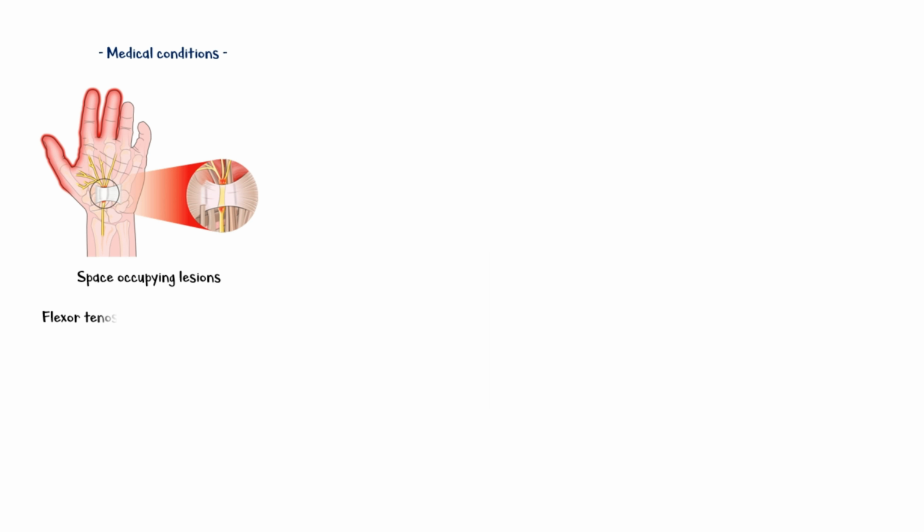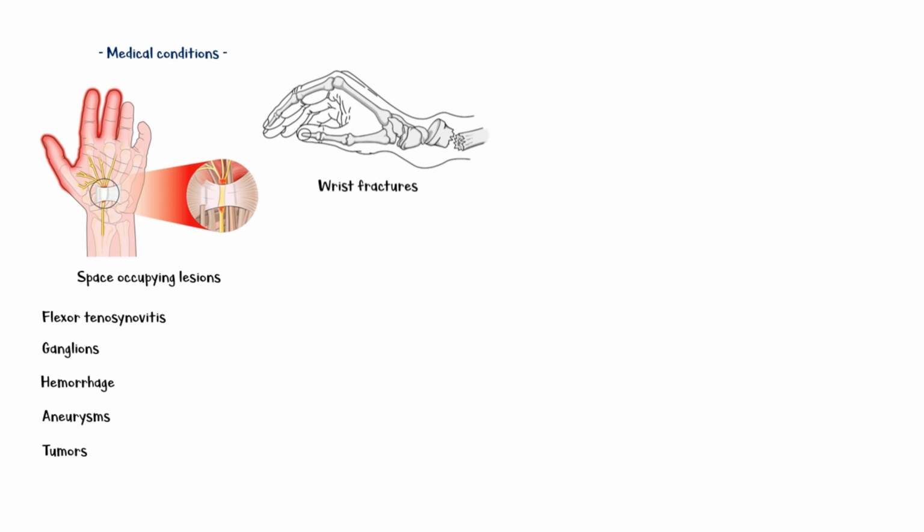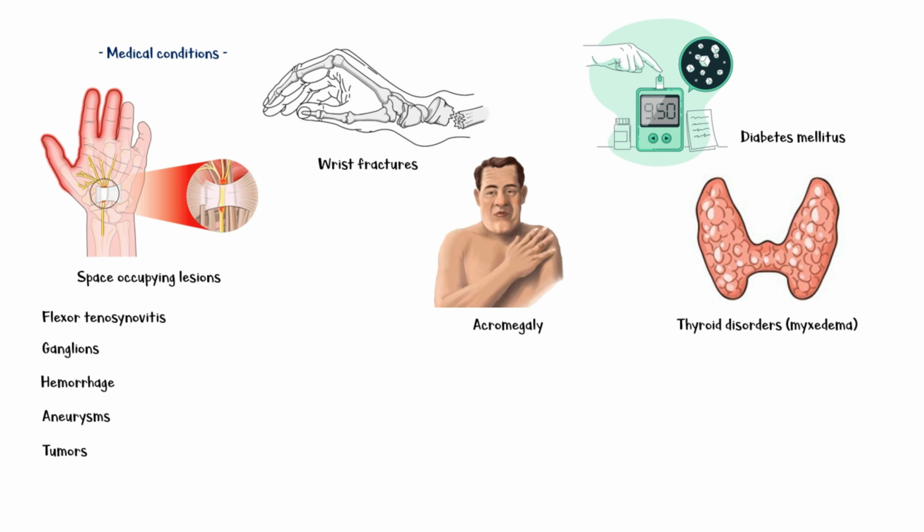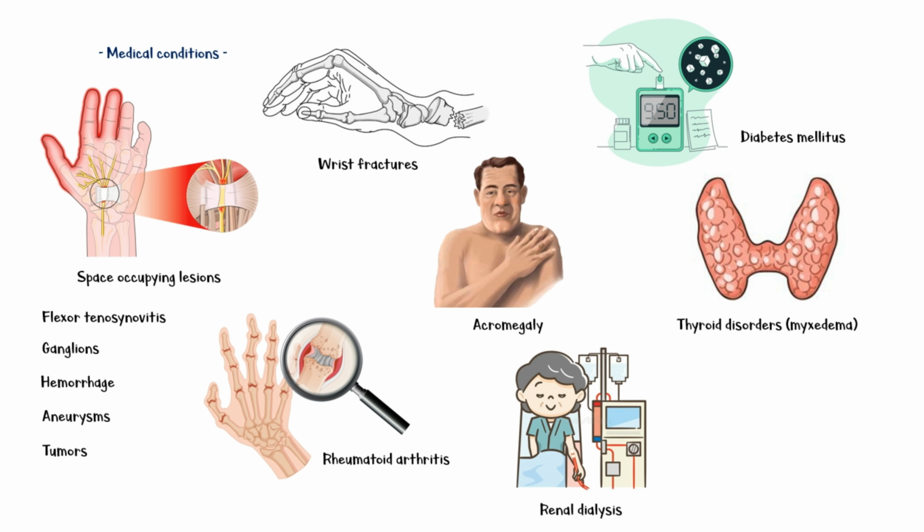Medical conditions that can lead to carpal tunnel syndrome include the following: space-occupying lesions in the carpal tunnel, including flexor tenosynovitis, ganglion, hemorrhage, aneurysms, and tumors, wrist fractures, diabetes mellitus, acromegaly, thyroid disorders such as myxedema, rheumatoid arthritis, renal dialysis, and amyloidosis. Genetic susceptibility also plays a major role in the pathogenesis of carpal tunnel syndrome.